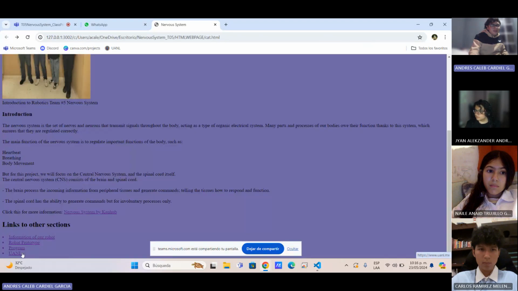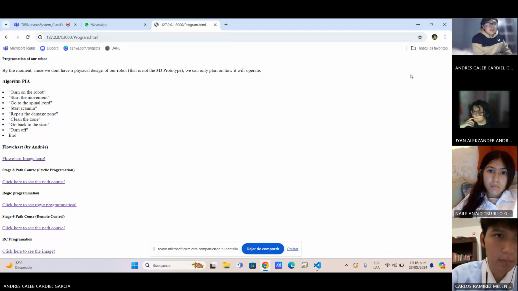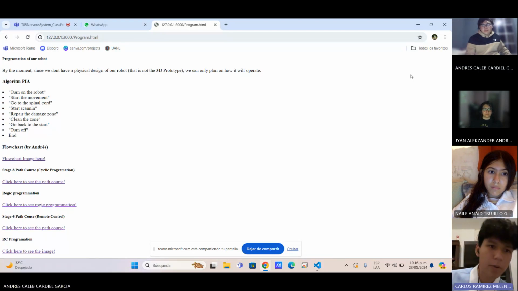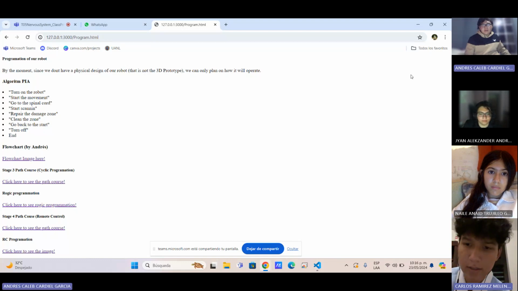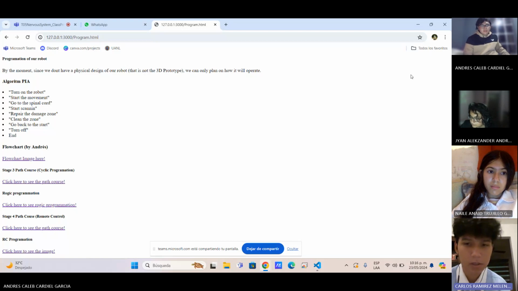Okay, now it's time for the program. So first, the preparation of our robot. Since we don't have a physical design of our robot, that is, the 3D prototype, we can only simulate how it will operate. So first of all, here is the algorithm, which is first to turn on the robot. This will happen automatically as it inserts the system. Then it will start movement.